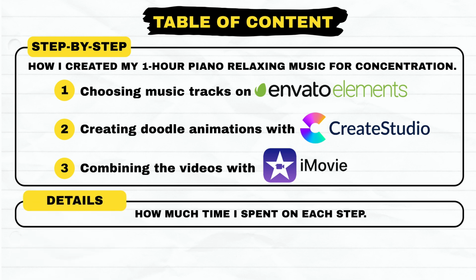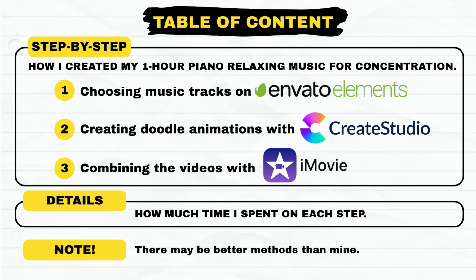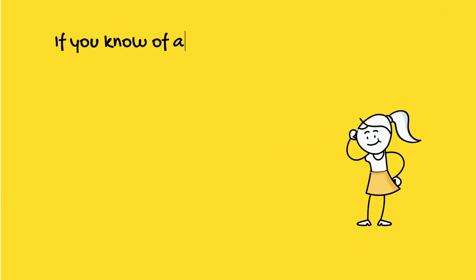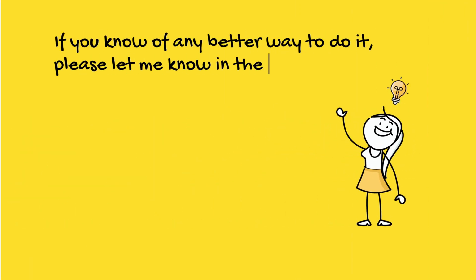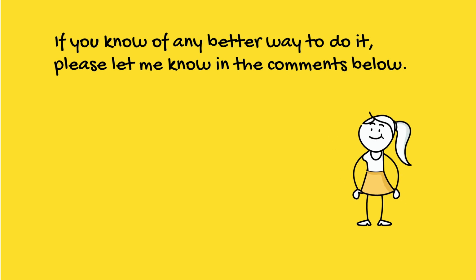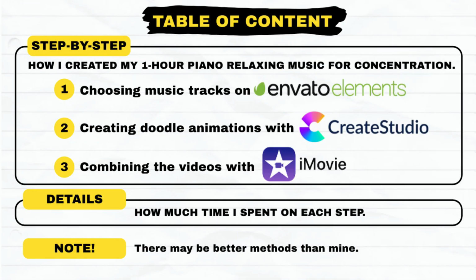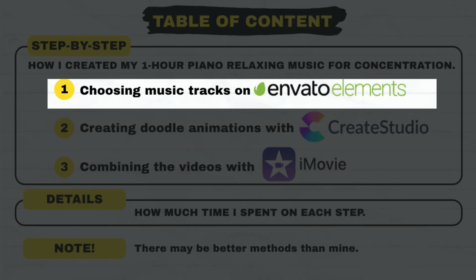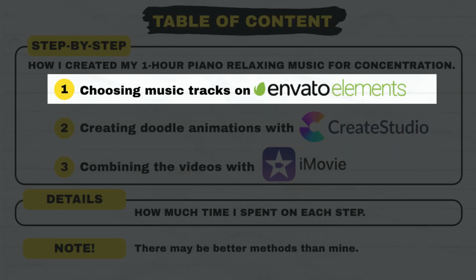video making process. Please note that this is just my way of doing things, and it might not be the best way. Therefore, after watching this video, if you know of any better ways to do it, please let me know in the comments below. I would love to learn new ways of doing things. Now let's move on to the first step, choosing music tracks on Envato Elements.